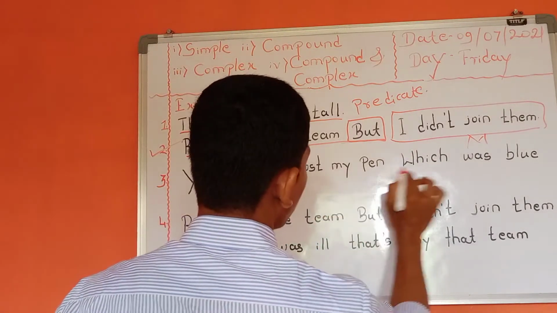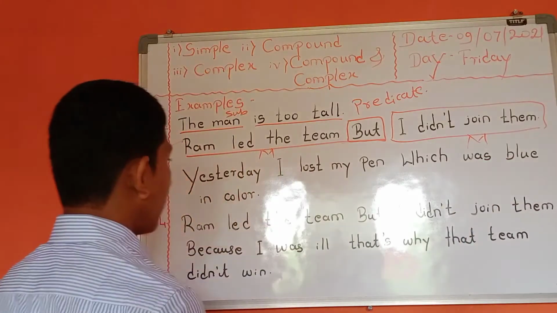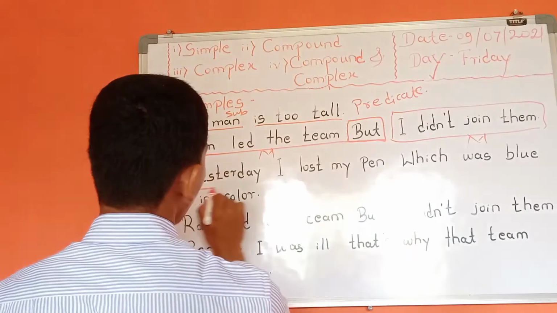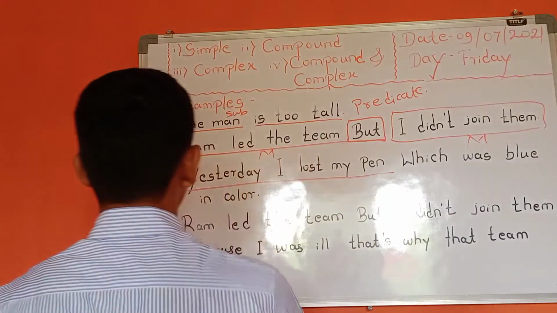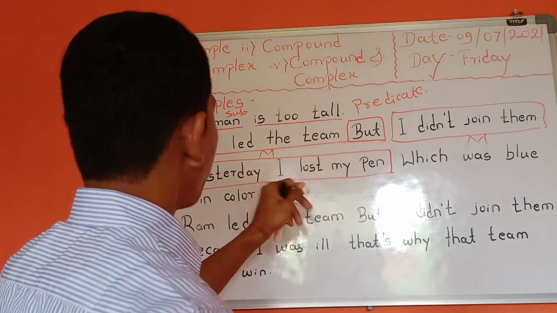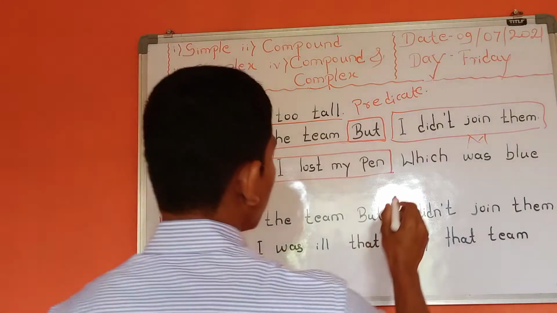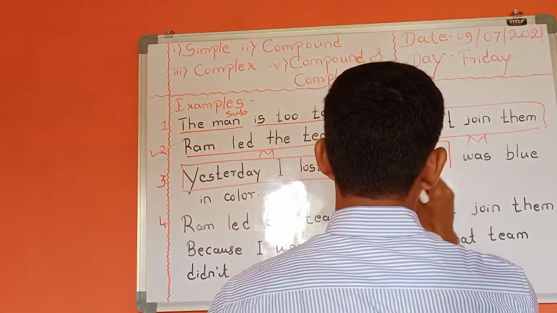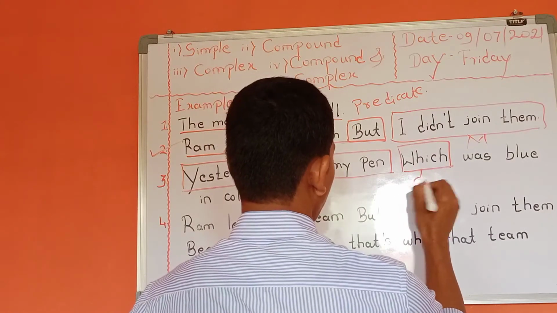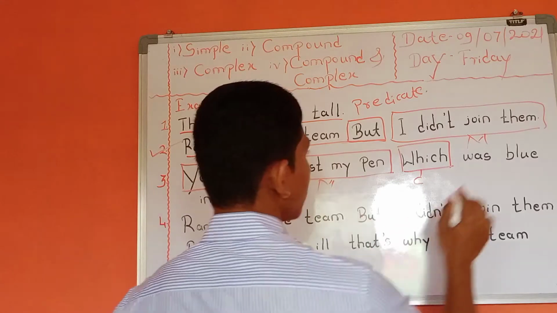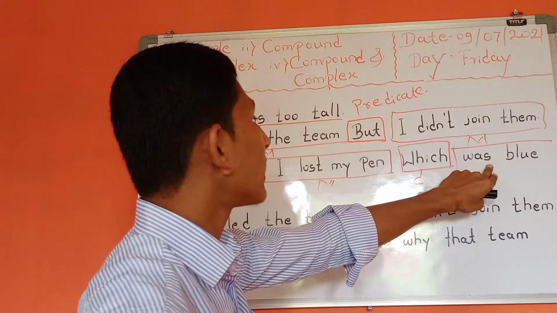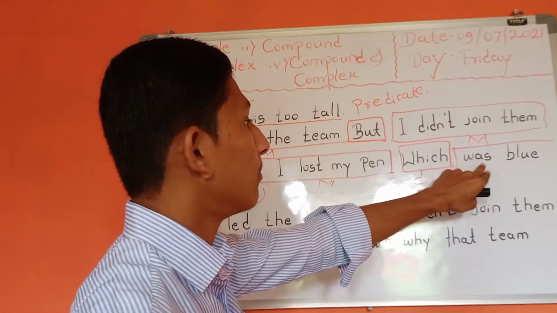Yesterday I lost my pen, which was blue in color. As you can see here, yesterday I lost my pen is the main clause, because it is giving a complete sentence. That's what we call a main clause or independent clause. But here, which is a subordinating conjunction. Here I will write C. This is the main clause, and here was blue in color.